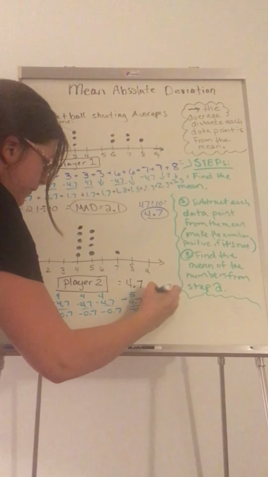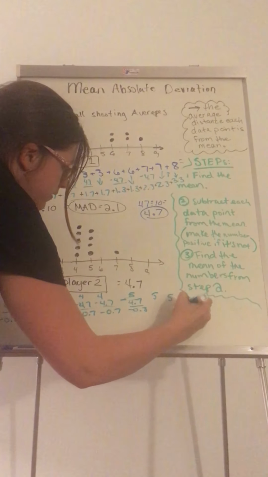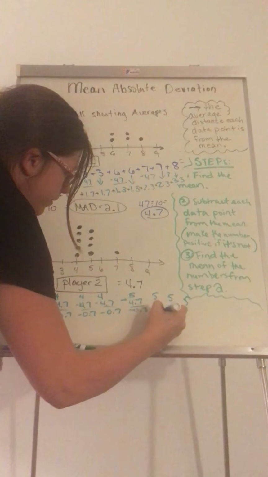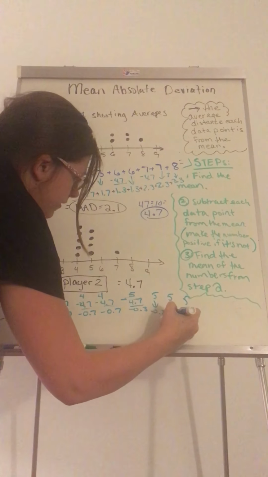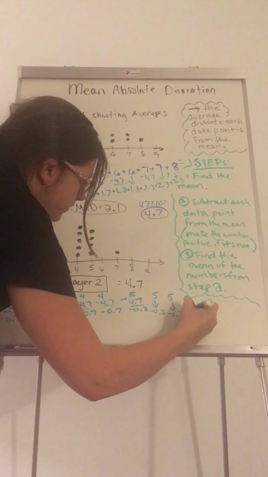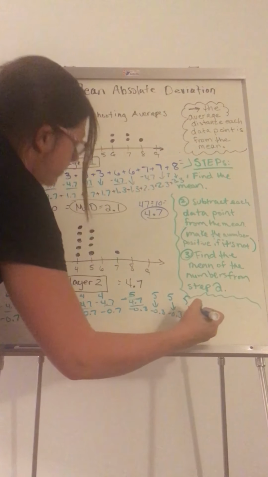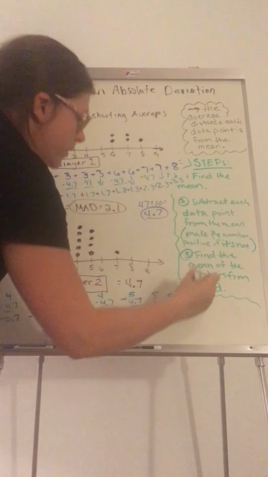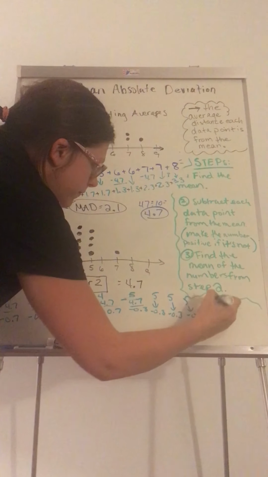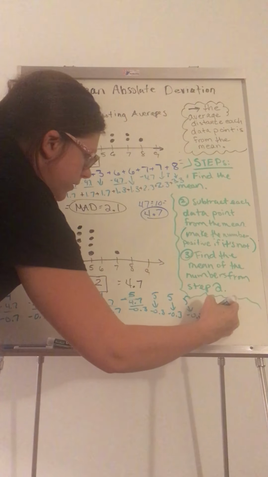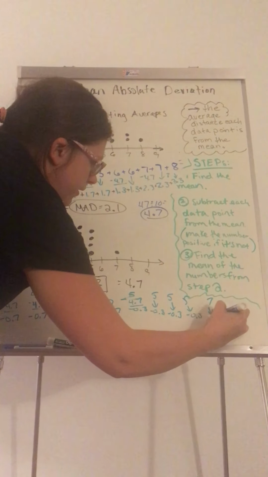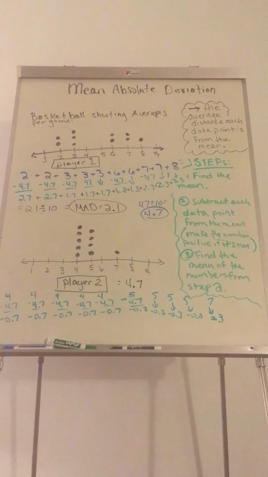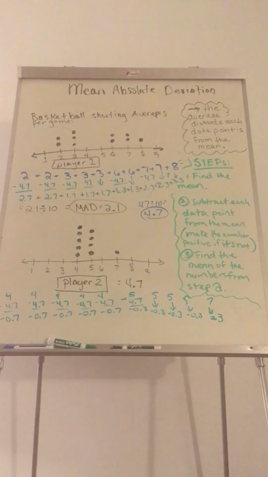And then there are 4 5s. So I'm just going to arrow down negative 0.3, negative 0.3, negative 0.3, and then 7 minus 4.7 is 2.3. And then 7, so 2.3. Okay, so now what I need to do is find the average of these numbers again.